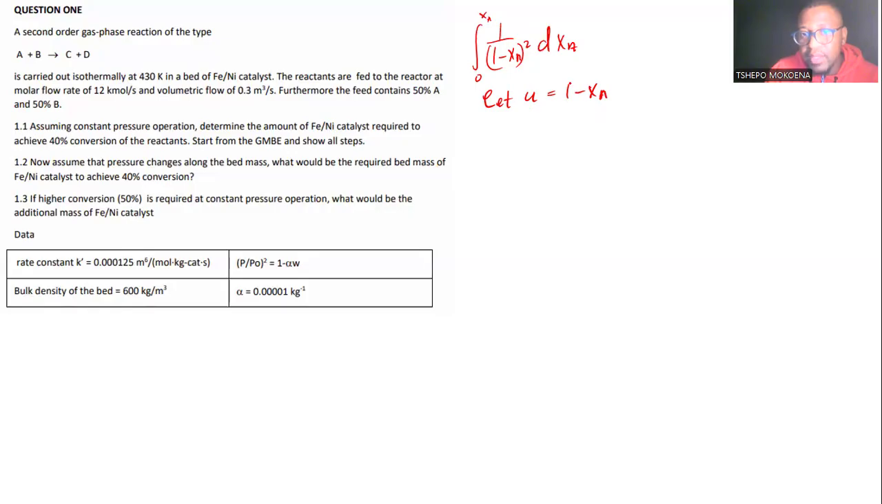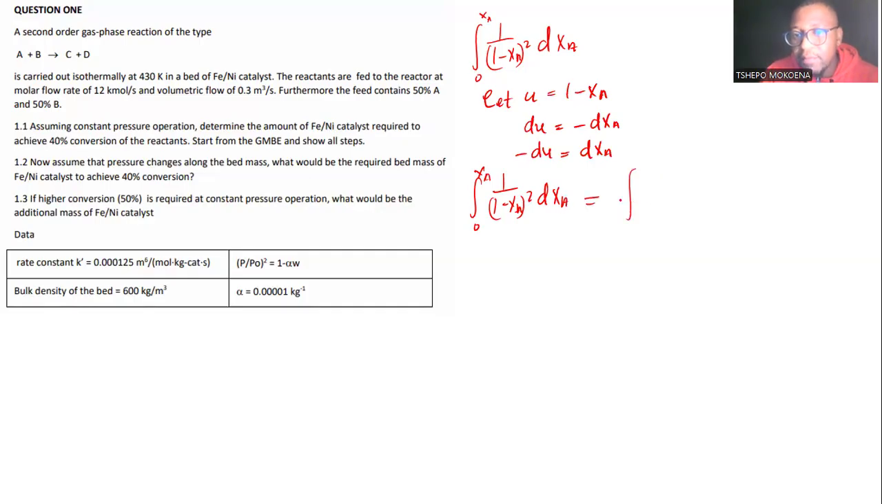And in this equation, I'm going to derive it with respect to X. So I'm going to have du equals negative dXA, so I'm going to have negative du equals dXA. So now I can see that this will be the same as, let me show you, 1 minus XA squared dXA.